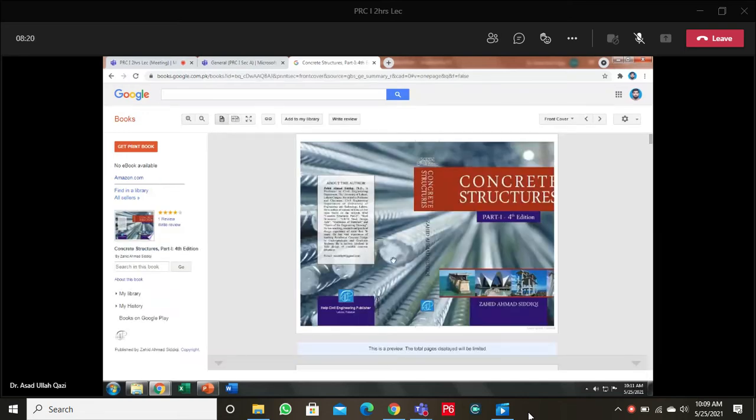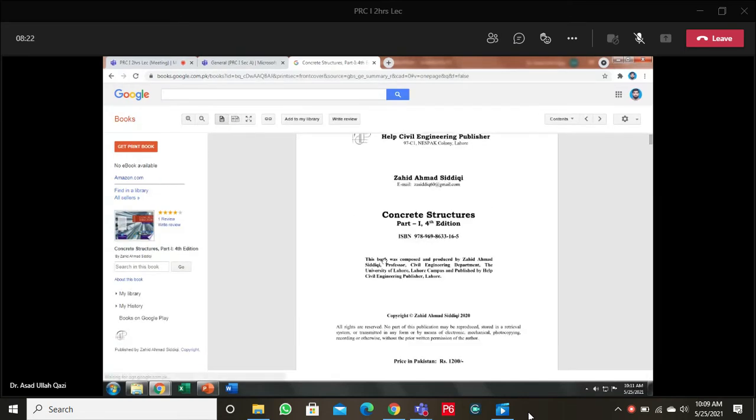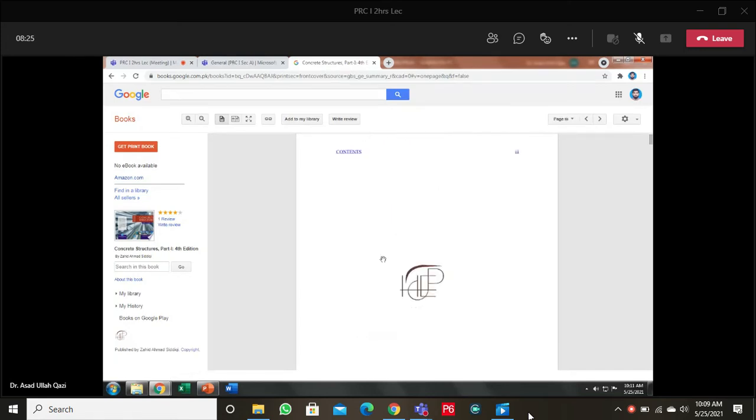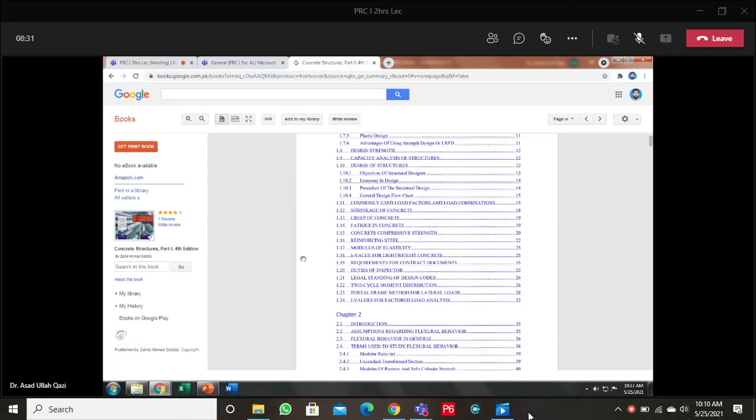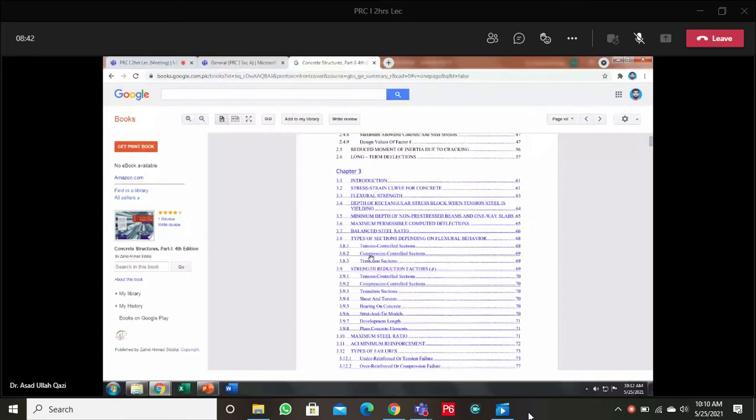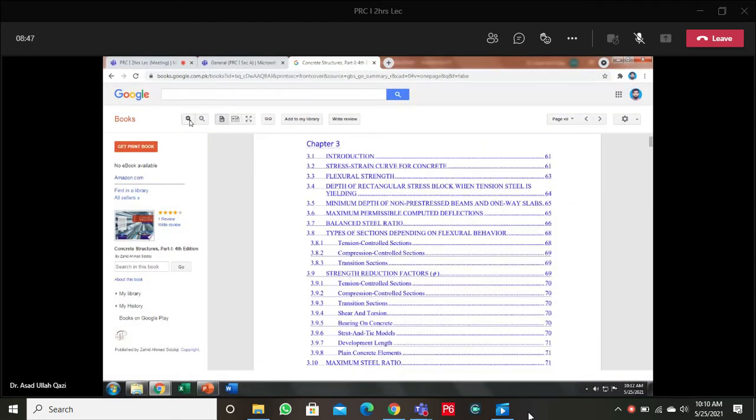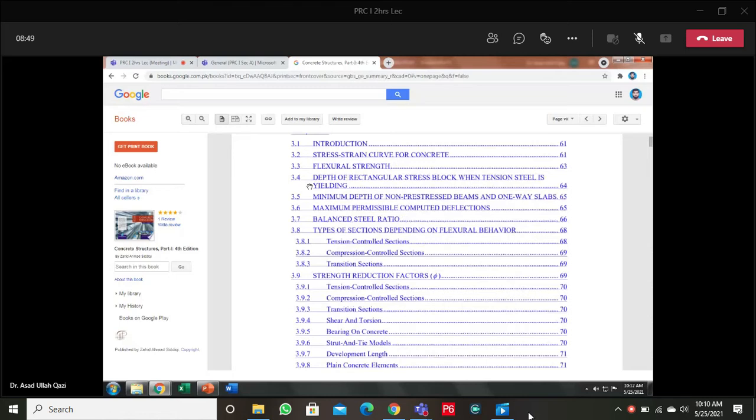So on Google Books, you can also find a few pages shared of the 2020 edition of part one. It is the fourth edition, published in 2020, Concrete Structures by Z.A. Siddiqui, and McGregor and other books like Nielsen are also important for thorough understanding or detailed study about the contents.